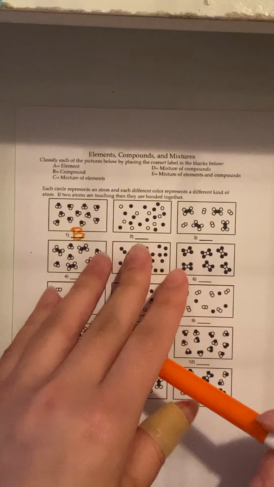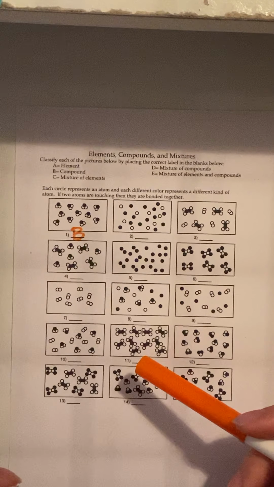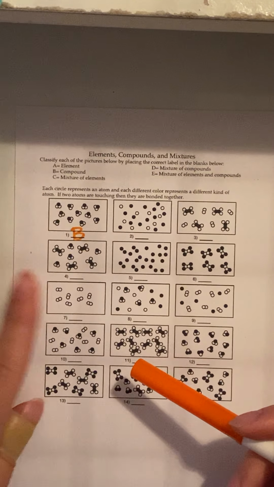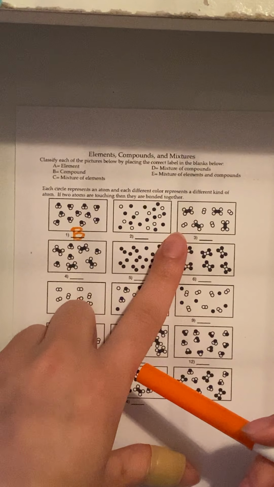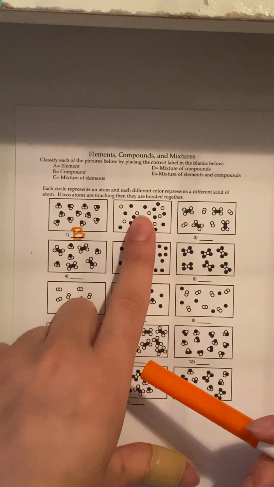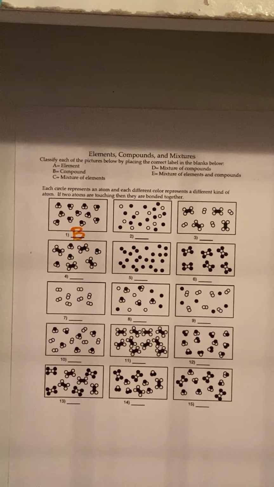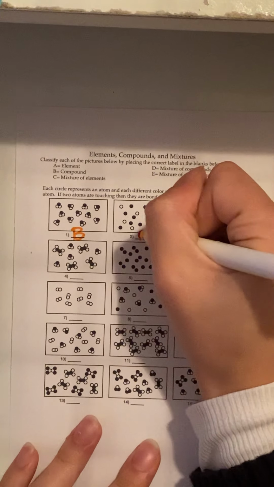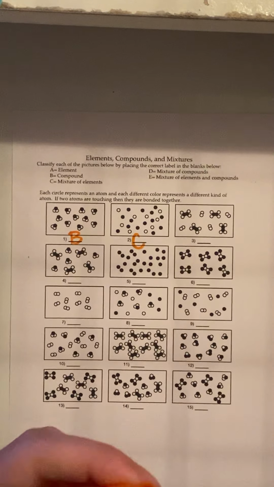Okay, next one, number 2. Let's look at it. We have two different types of elements. We have a black one and we have a white one. So I'm going to say that this is a mixture of elements. So I'm going to say that's C.